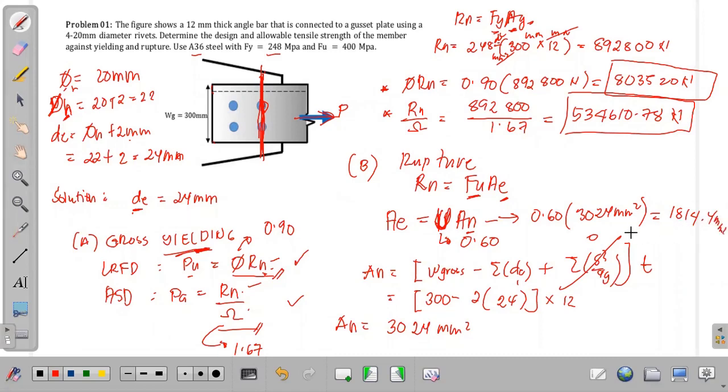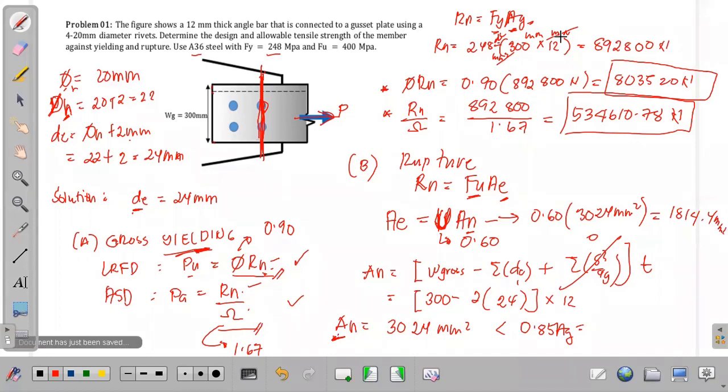Huwag nyo palang kalimutan yung limit natin for the net area. Okay? This should be less than 0.85 AG. Huwag nyo kalimutan ito. Okay? So, isolve nyo muna yung 0.85 AG. 0.85 of AG. So, 0.85 times 300 times 12. Ilan yun?